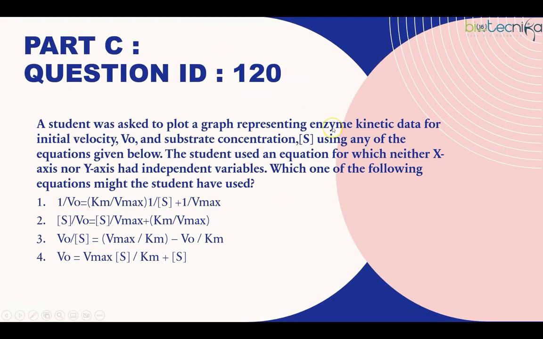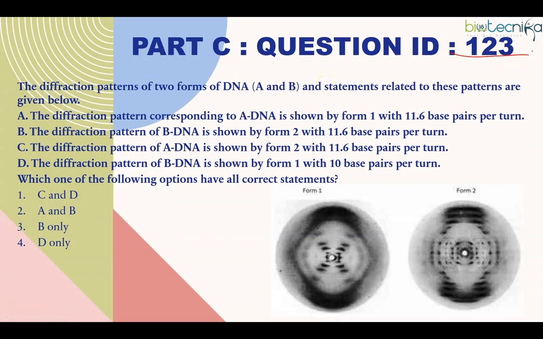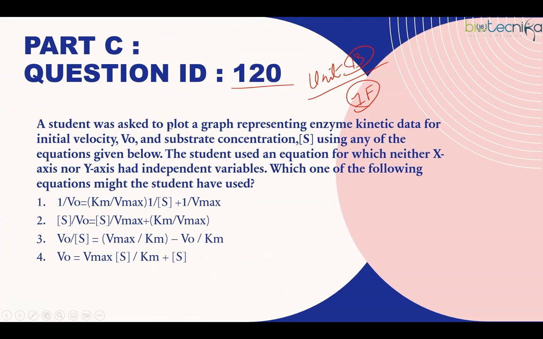Now the next question is actually present along with unit 13 questions. Although this is a typical enzyme kinetics question from unit 1, it was present along with unit 13. So was the next question, that is question 123, which is from the diffraction pattern. Yes, diffraction patterns are one of the techniques in unit 13, but what they have asked in the question is the pattern of A DNA and B DNA, which is totally a part of unit 1. That is the forms of DNA, which means that unit 1 and unit 13 most often give cross questions. So it's better to study them together.